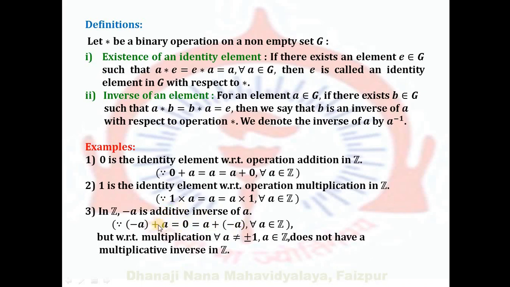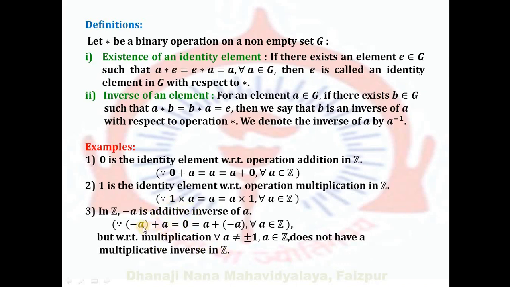So from that we can say minus A is the inverse of A with respect to the operation addition. But with respect to multiplication, if A is not equal to plus or minus 1, then it does not have a multiplicative inverse in Z, because for an inverse with respect to multiplication, the product must be equal to the identity element, that is 1.